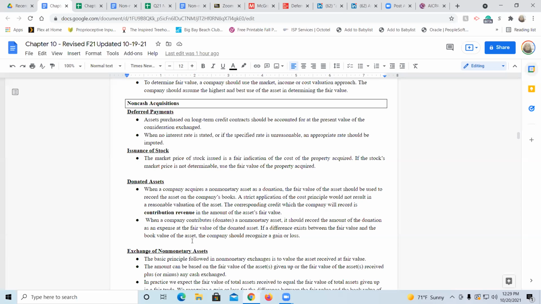So if I have a piece of equipment in my business, I'm currently carrying it at book value, cost minus accumulated depreciation, and then I decide to donate it, I have to recognize an expense for the fair value of that asset. If the fair value is different from the book value, then I have a gain or loss. And the company that's receiving the equipment is recording the asset at fair value and crediting contribution revenue. All right, so that's all you need to know with donated assets.